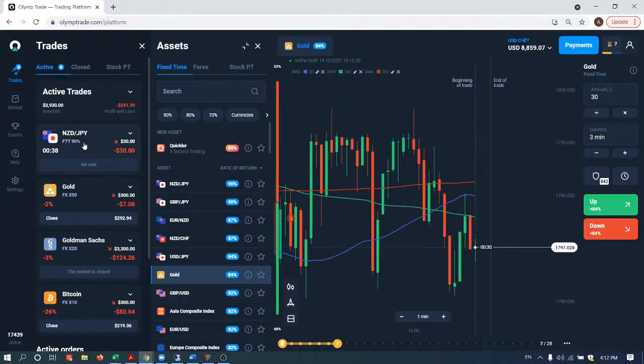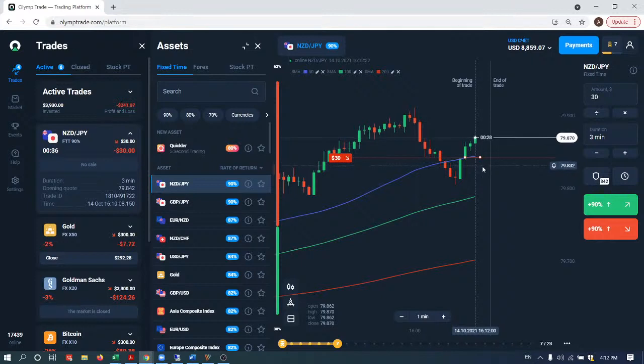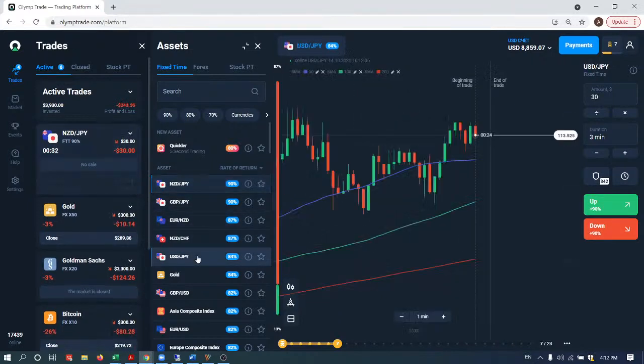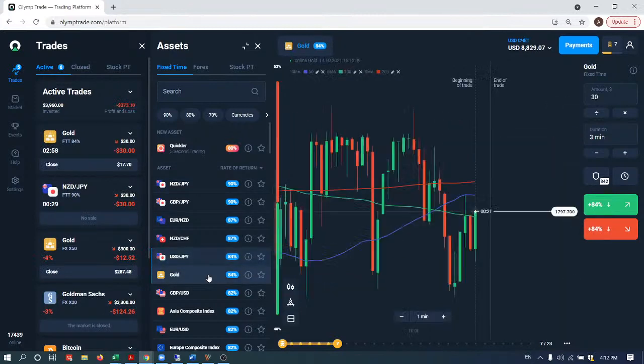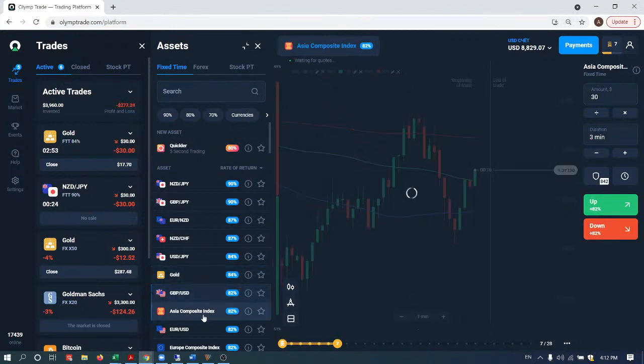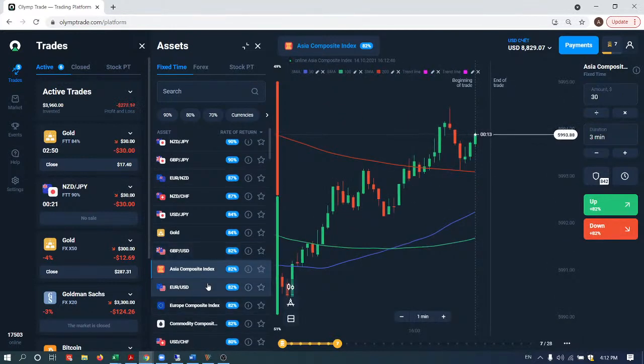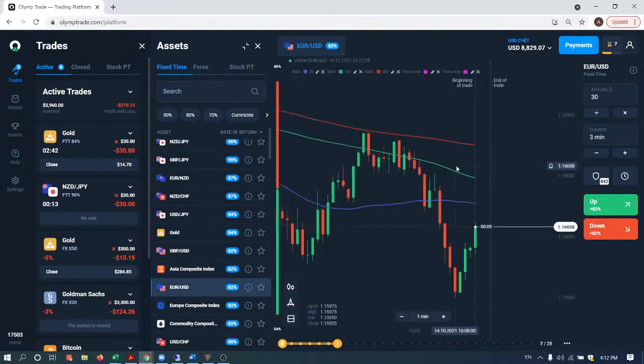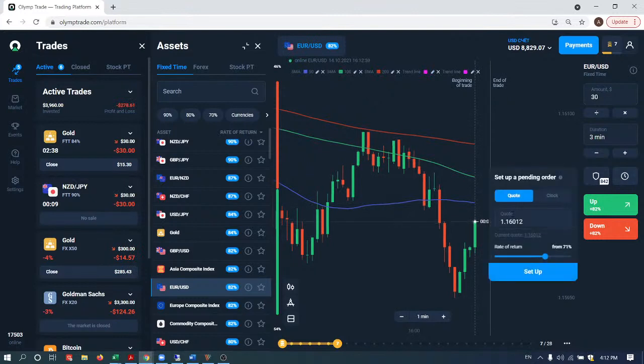So another pending order. Now, what's happening with NZD JPY? Wow, might be two losing trades on the same asset. That sometimes happens, when you happen to trade a very cruel asset. It won't let me win, it will just take money away from me.